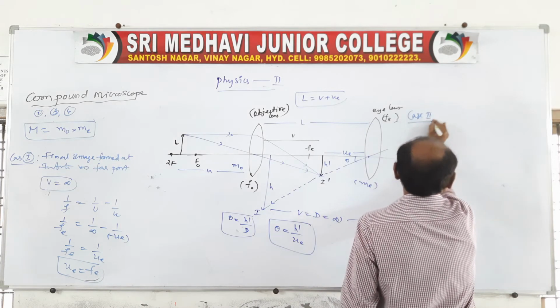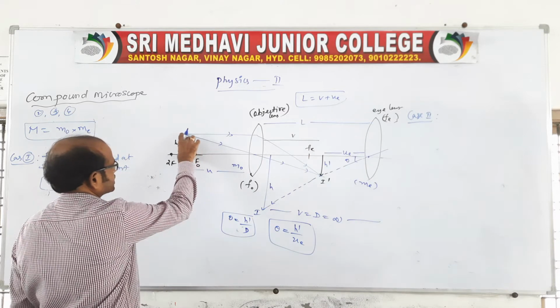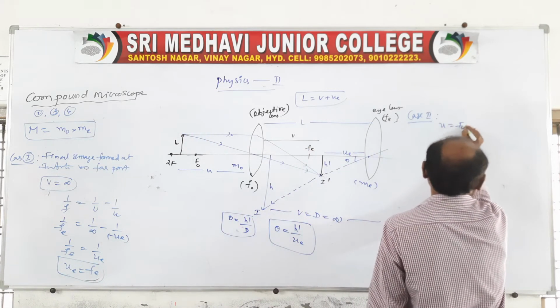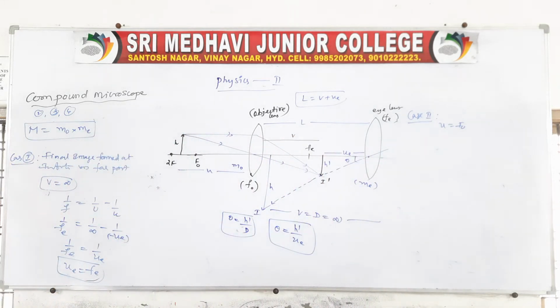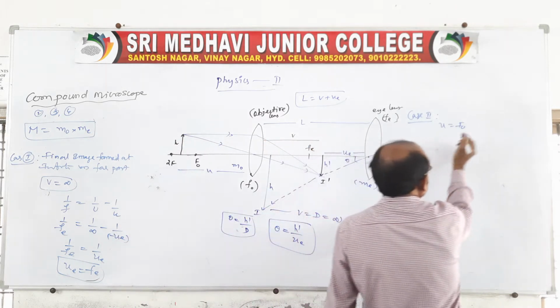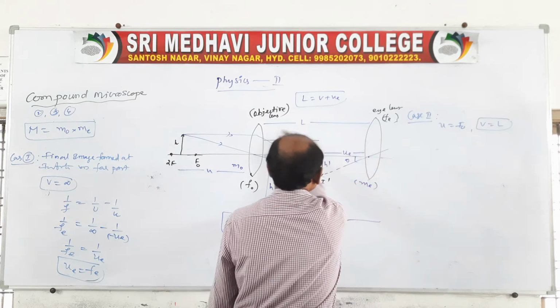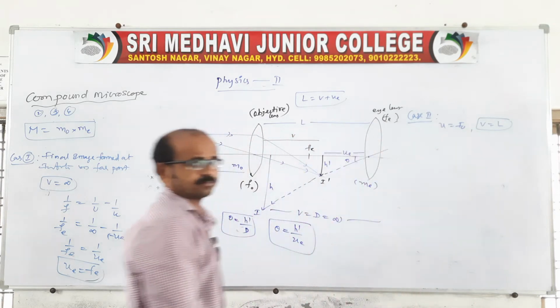It is case 2. Now the original object is shifted to f naught, so the object distance is equal to f naught. What will happen to the image formed by this lens? The image will be very close to the eye lens. That is, the distance between the two lenses will be L, so you take V is equal to L.